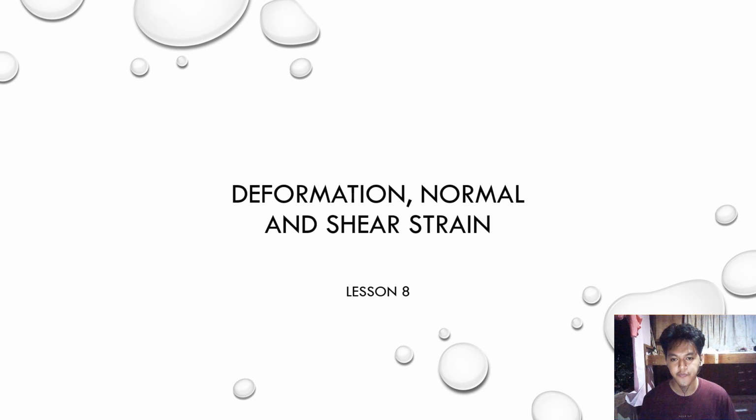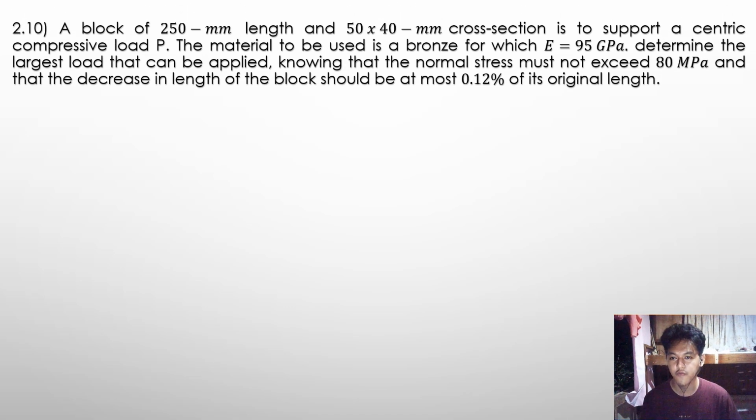So let's proceed. Question 2.10: a block of 250 millimeter length and a 50 by 40 millimeter cross section is to support a centric compressive load P. The material to be used is a bronze for which the modulus of elasticity is 95 gigapascal. Determine the largest load that can be applied, knowing that the normal stress must not exceed 80 megapascal and that the decrease in length of the block should be at most 0.12% of its original length.